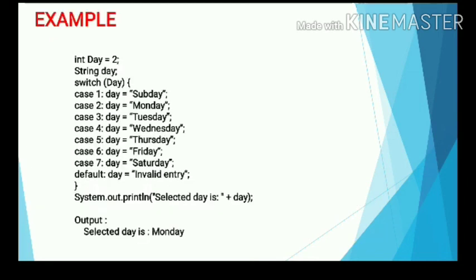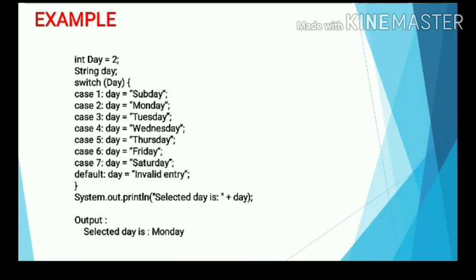So this is the example for the switch statement. Int day equal to 2. Next line, string day. Here capital DAY is an integer type variable which contains the value 2. Then small day is a string type variable. Then see the third line, switch of DAY.